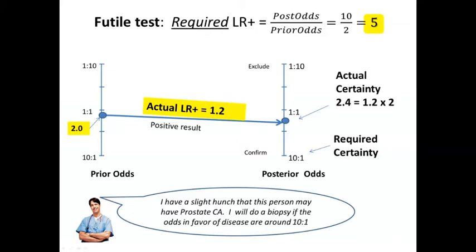So he gives the test, gets a positive result. The posterior odds then would be 1.2 times 2, or 2.4. The doctor says he wouldn't take any action unless the odds were 10 to 1 in favor of disease. This is a futile exercise because this test isn't good enough to get him to 10 to 1.